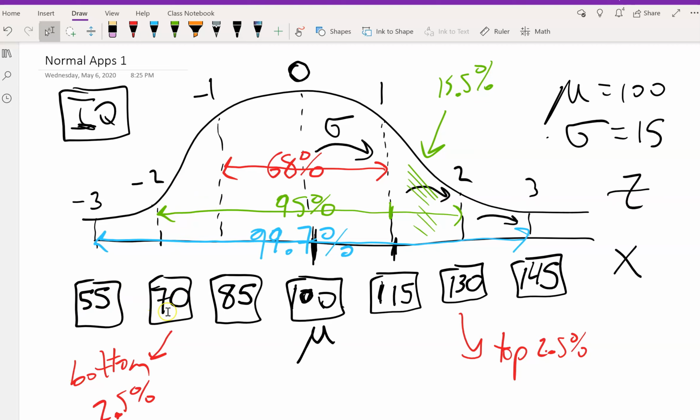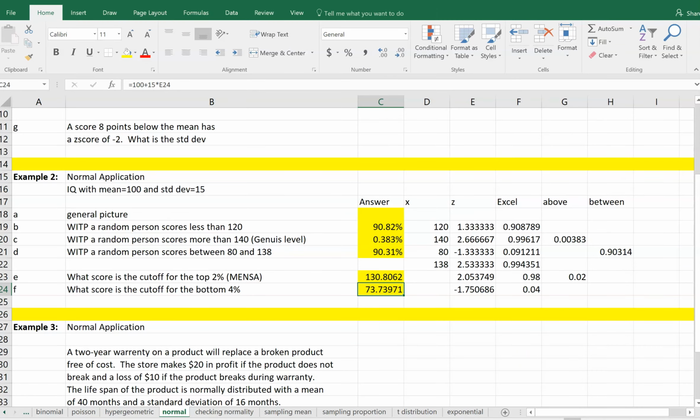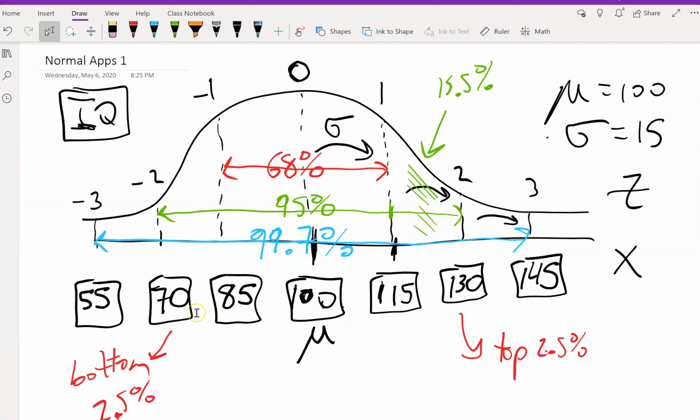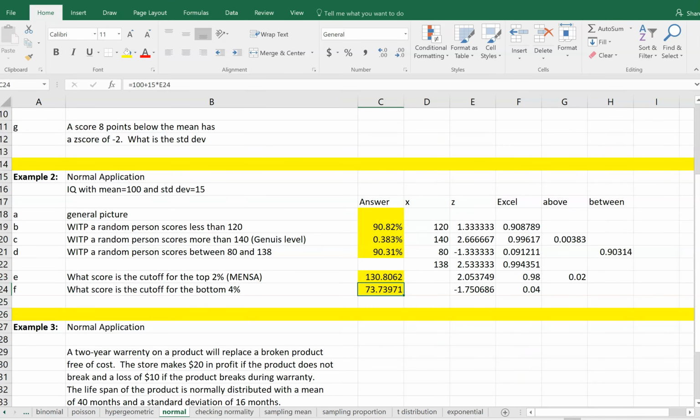Bottom 2.5% is right here. So somebody in the bottom 4% is just a little bit better. And that's what we got. We got 73 points. That's how IQ is scored, in points. Notice the bottom 2.5% is 70 and below. So I can understand the bottom 4% would be 73 and below. That makes sense. It lines up logically.